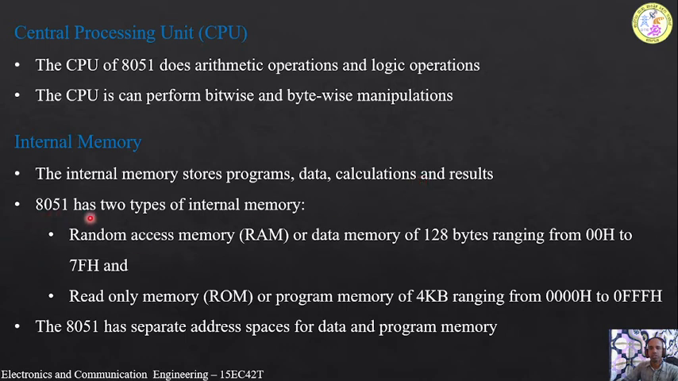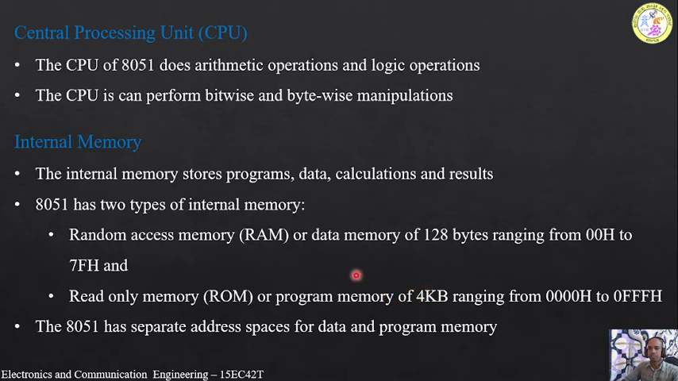So the 8051 has two types of internal memory. What are the two types? One is the RAM memory, another one is the ROM memory. Random access memory is also called data memory, and the size of the RAM is 128 bytes, which we have already discussed in the previous class. The ROM, read-only memory, is also called program memory. Size of RAM is 128 bytes. Similarly, size of ROM is 4 kilobytes.